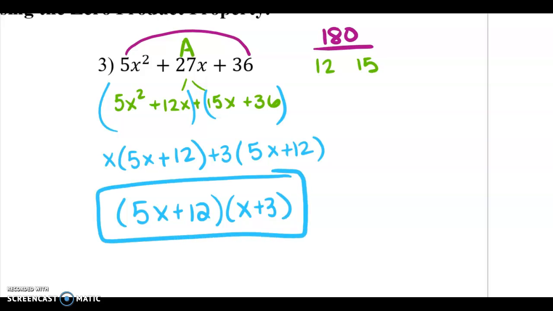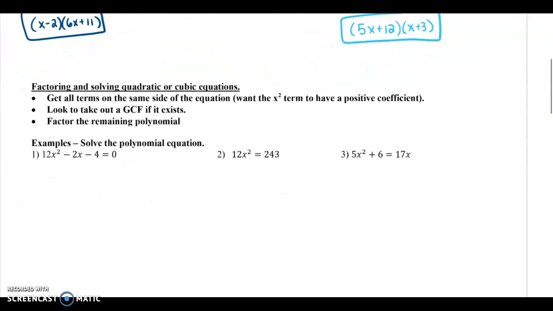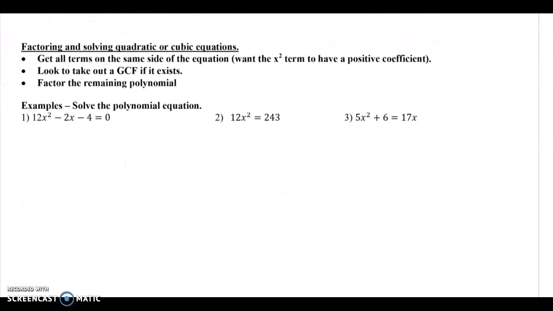All right, for the next couple of problems, we're actually solving. So remember, to solve, you want to get all the terms on the same side of the equal sign, and you want your x squared term, or whatever your leading coefficient, to be positive. Then you look for a GCF if it exists. Factor the remaining polynomial, and then set the different factors equal to 0 to find out what x should equal.